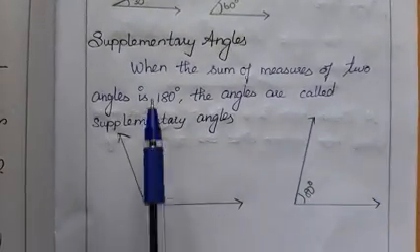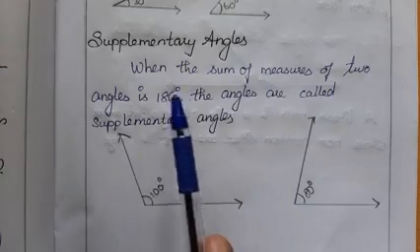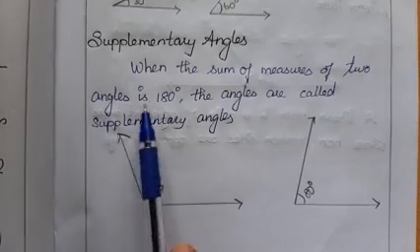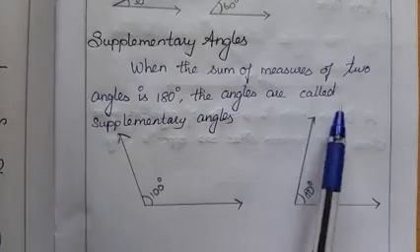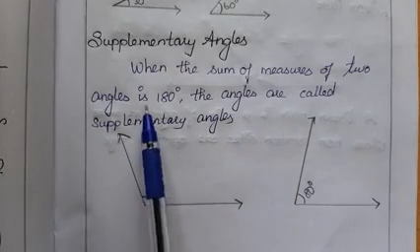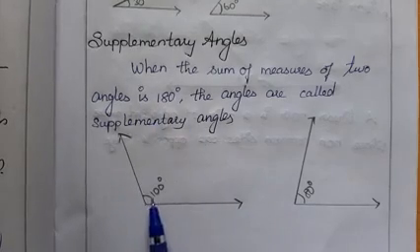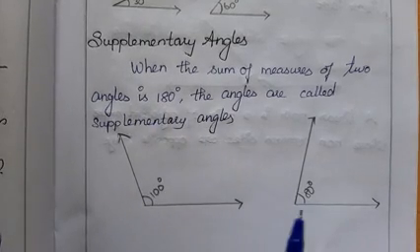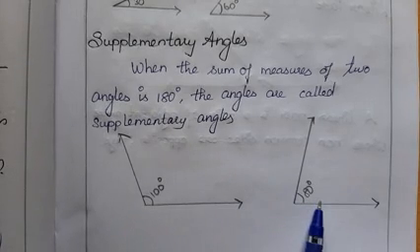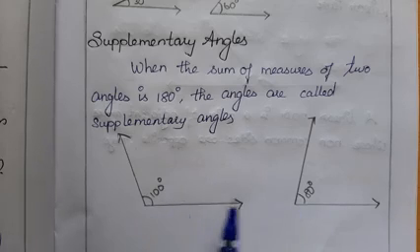Next we move to the supplementary angles. When the sum of the measures of two angles is 180 degrees, then the angles are called supplementary angles. In the example I have given here, 100 degrees and 80 degrees, if we add these two, we get 180 degrees. So these two angles are called supplementary angles.